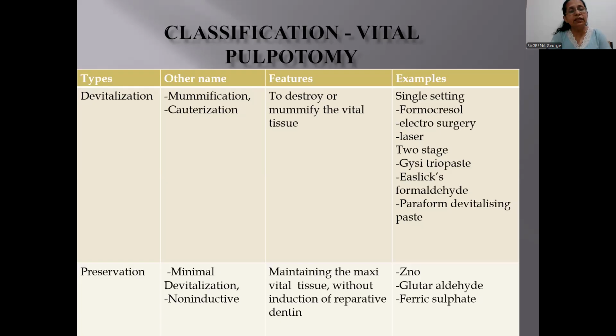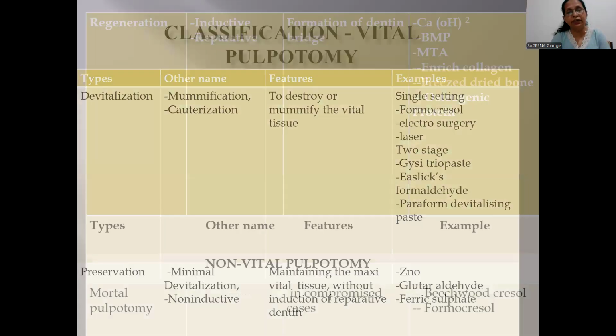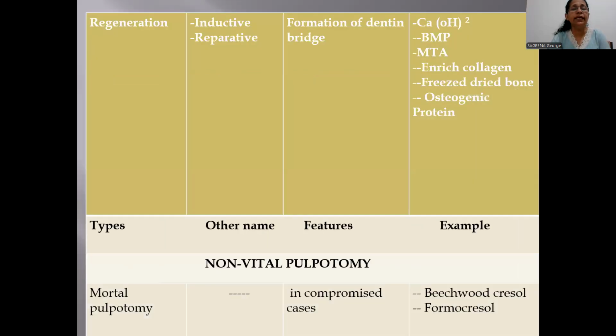The second technique is the preservation method, where there is minimal devitalization, but it is non-intrusive. That is, there is no formation of reparative dentine. The medicaments coming under this group, examples are glutaraldehyde and ferric sulfate. And the third technique is called regeneration. It is inductive and reparative. That is, it results in formation of a dentine bridge.